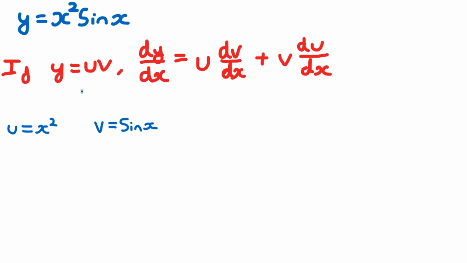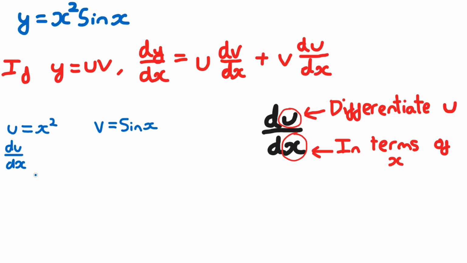So if we focus on the u is equal to x squared, if we differentiate this, it's going to be du over dx. So the thing on the top, the u, this is what we're actually differentiating. So we're differentiating the u here. And the thing on the bottom, the x, this is what we're doing it in terms of. So we're going to be differentiating x squared in terms of x. And if you differentiate x squared in terms of x, this is just going to be 2x. So du over dx is 2x.